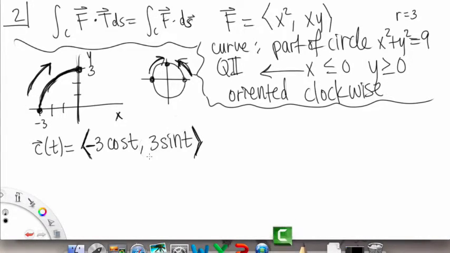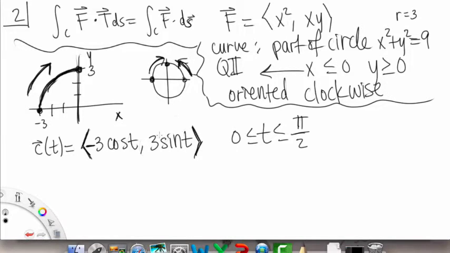So anyways, that is that. And so t is going to go from, let's see, what should the bounds for t be? They're going to be from 0, right? Because if we plug in a 0, we'll get negative 3, 0. So that's good. And then all the way to the top, so that would be at pi over 2. Okay? So that's that.